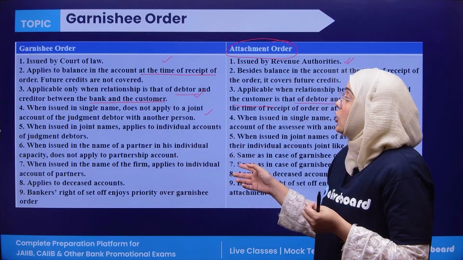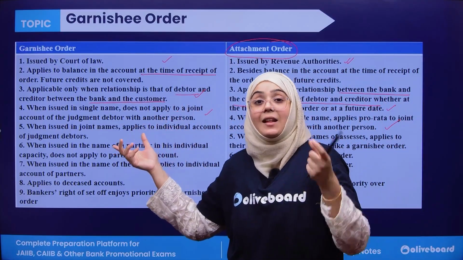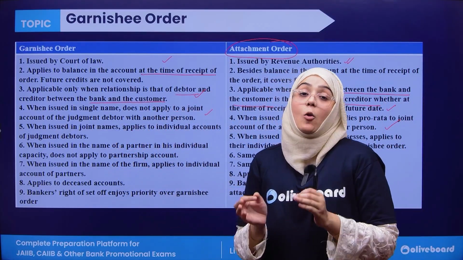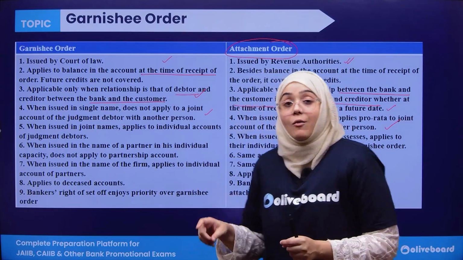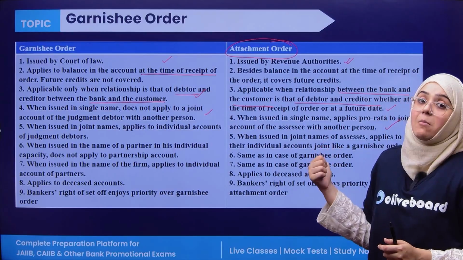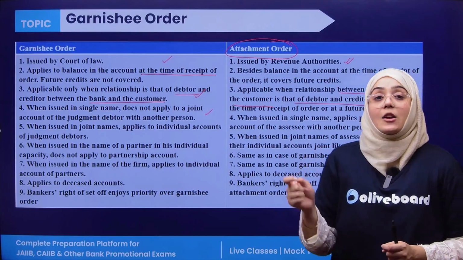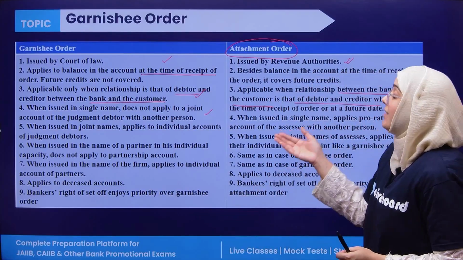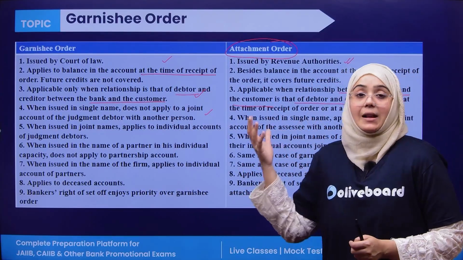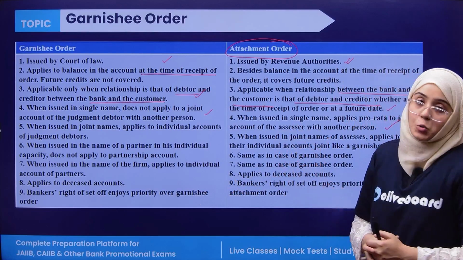Okay, now if it is passed in a single name, a garnishee order is applicable only to that name and it is not applicable to the joint account. Whereas if the attachment order is passed in a single name, it is applied on a pro rata basis on the joint account also. So these are some of the differences between garnishee order and attachment order.